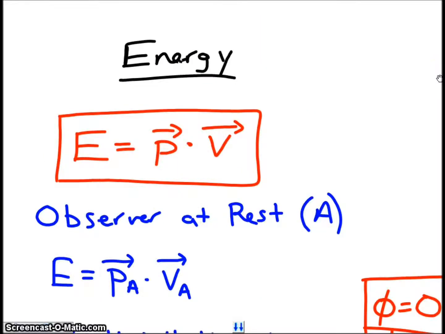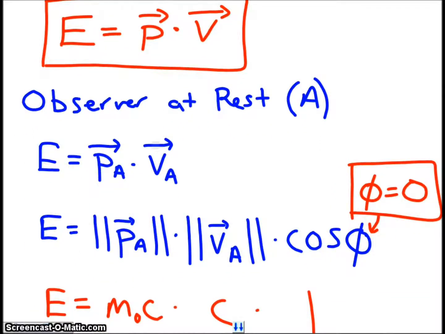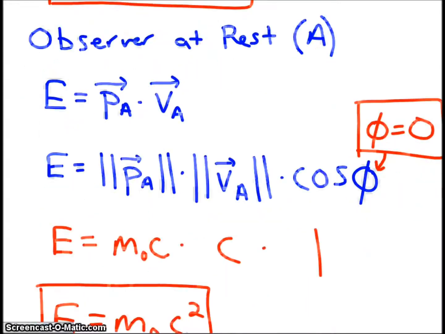And now let's take a look at energy. Here's what I'm proposing as the definition of energy. The total energy of the rocket ship will be given as the dot product of the momentum with the velocity. If we want to find the energy of rocket ship A, we take the momentum of rocket ship A and dot that with the velocity of rocket ship A. An easy formula for determining the value is the magnitude of the momentum times the magnitude of the velocity times cosine phi, and phi here is equal to 0, which means cosine of 0 is equal to 1.